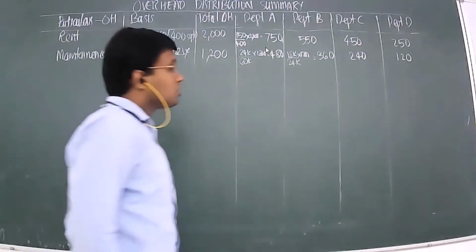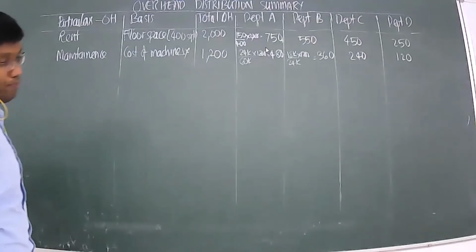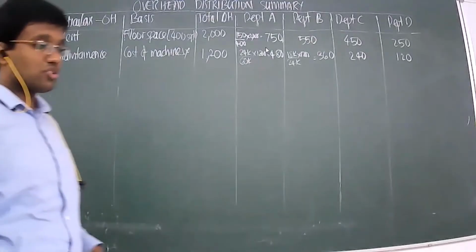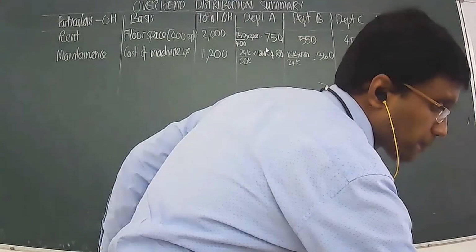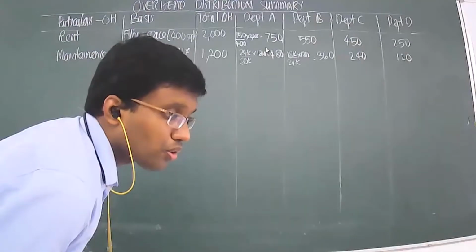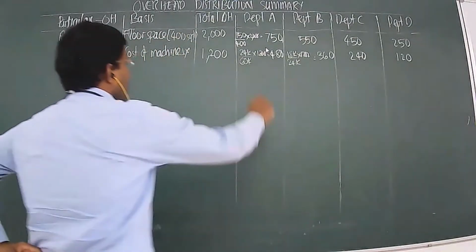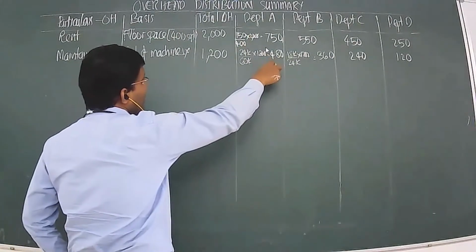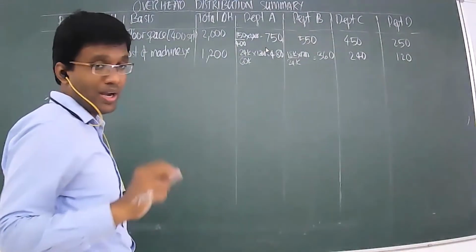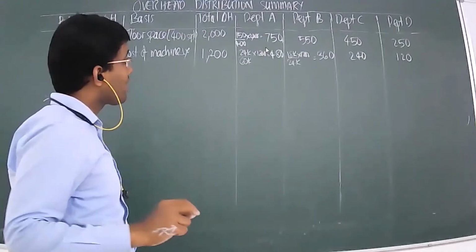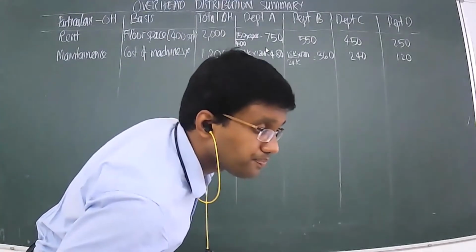Now how do you understand the basis? The basis you will come to know based on practice. So based on practice, you will be able to understand how to go about charging this. Someone has asked me, how did I get 480 here? So how I got 480 was, department A is having machinery worth 24,000.